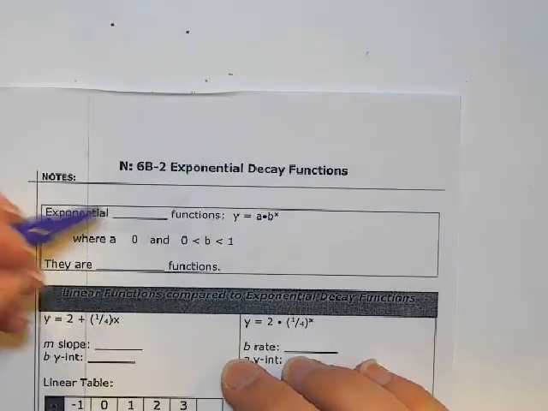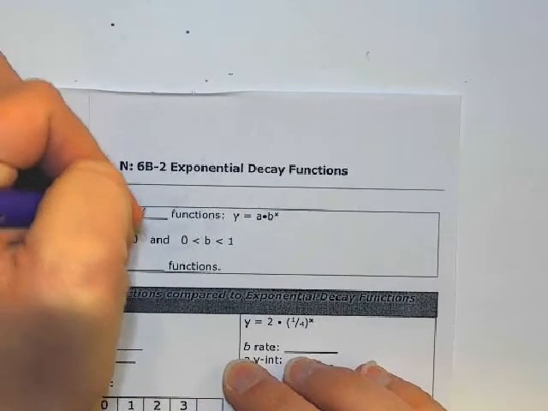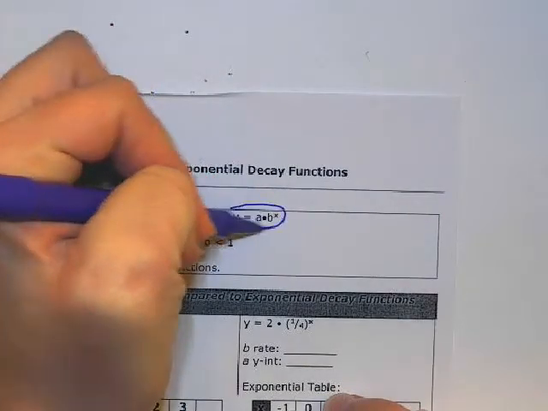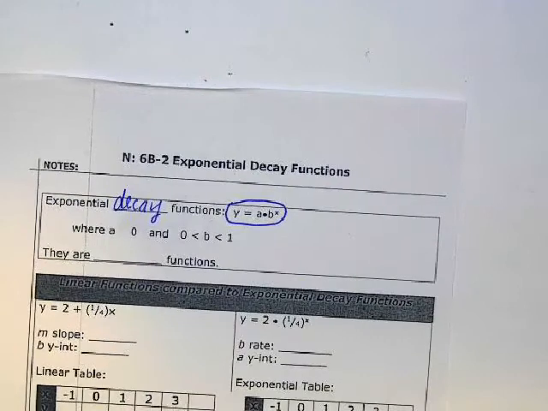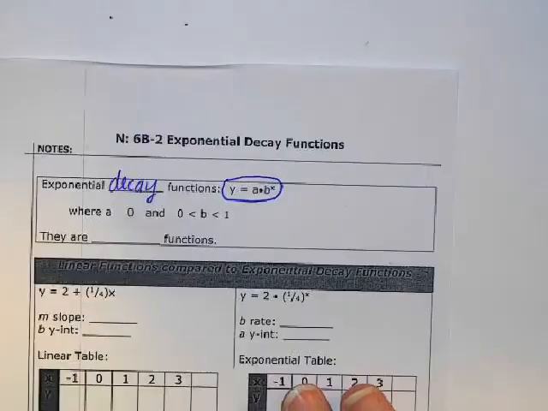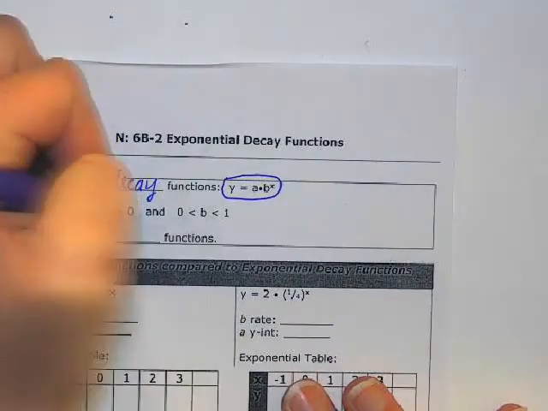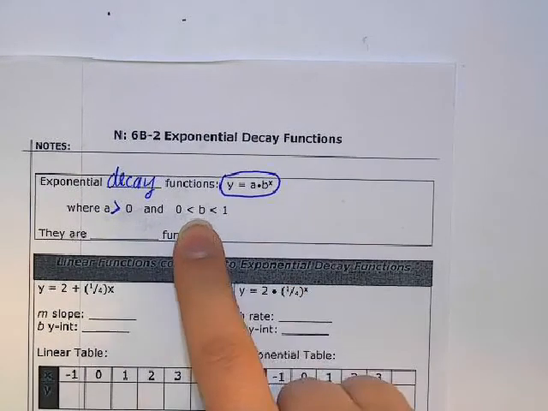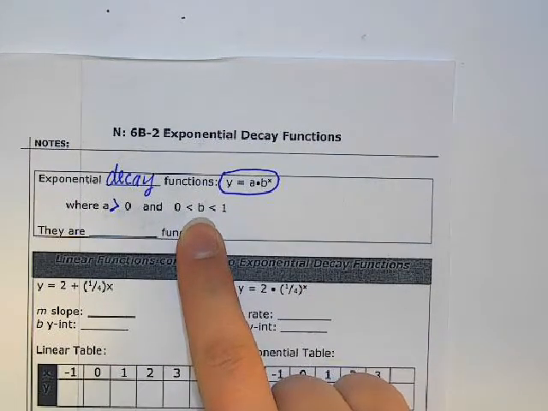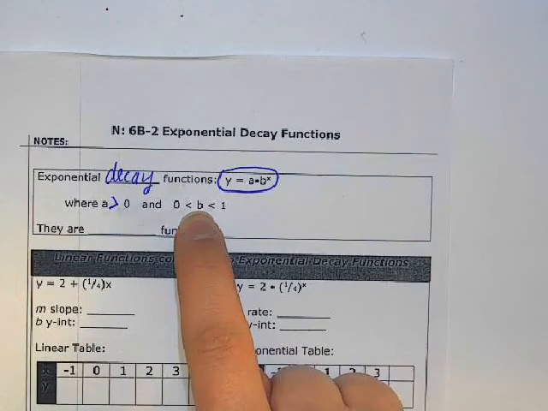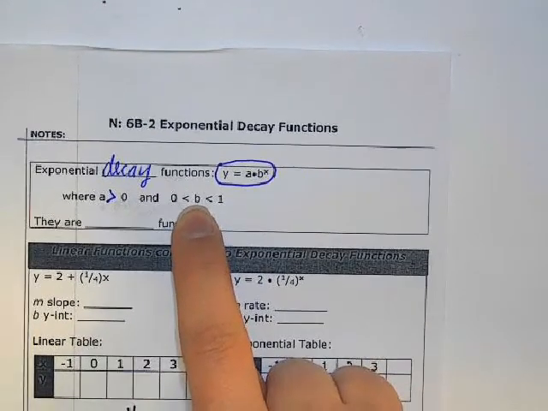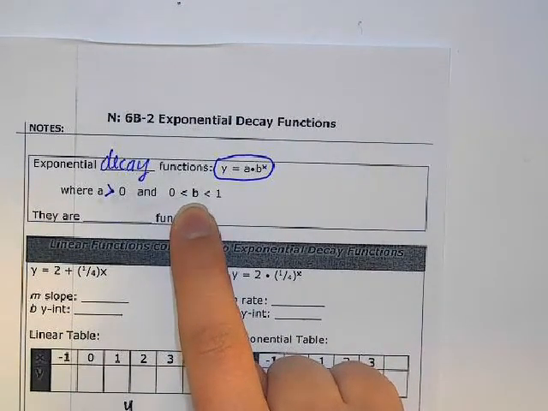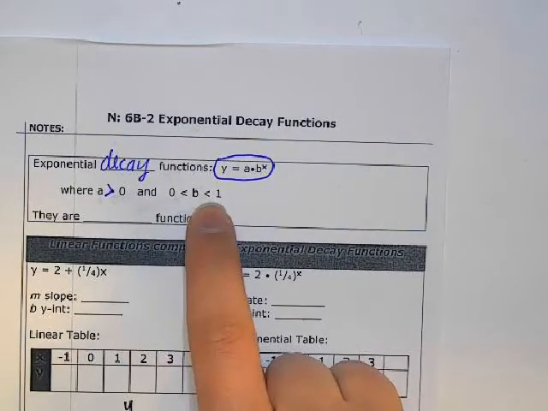So exponential decay functions. And then we still have this same equation because we're still talking about exponential, where A is greater than 0. But notice the B. What does this mean? Where's the B at? It's in the middle of 0 and 1. So what kind of number does B have to be? Decimal. It could be a decimal because it's between 0 and 1, or a fraction.